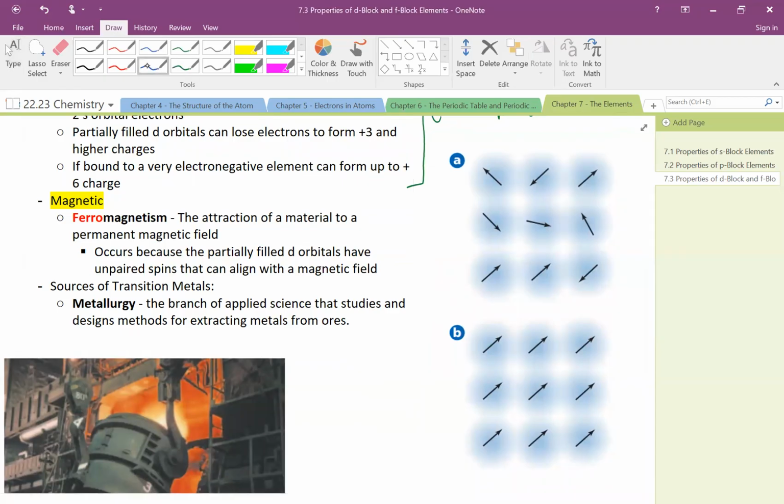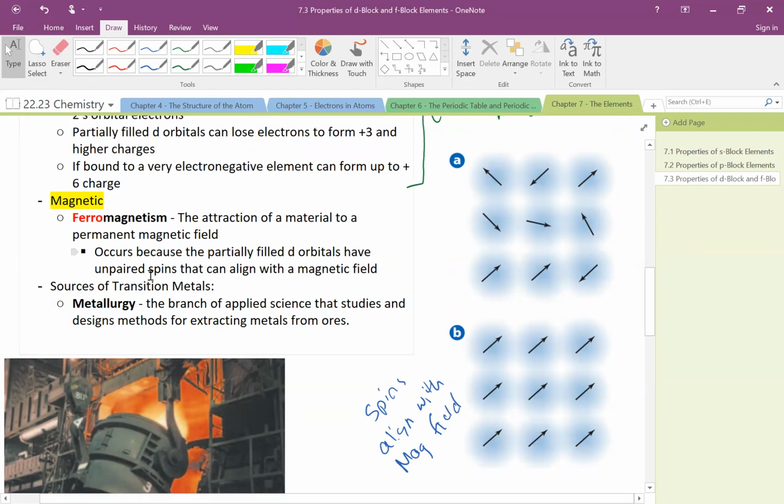So in B, we can see the, let's say, the spins align with the magnetic field. So they align with the magnetic field, and this is what allows a piece of metal to experience magnetism. Not every metal has partially filled d electrons, and therefore not every metal is magnetic. A good example would be aluminum, which does not even have d electrons. So that's a part of the reason why aluminum is not magnetic.